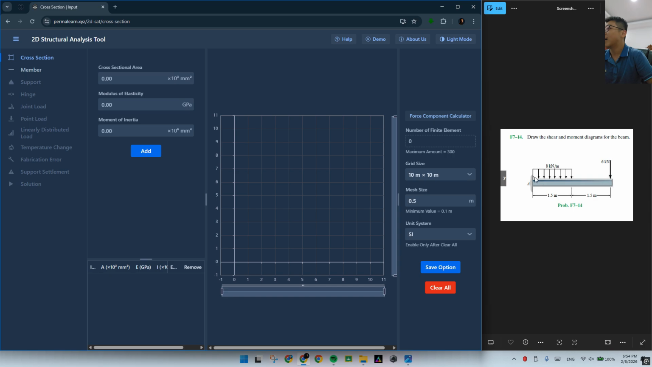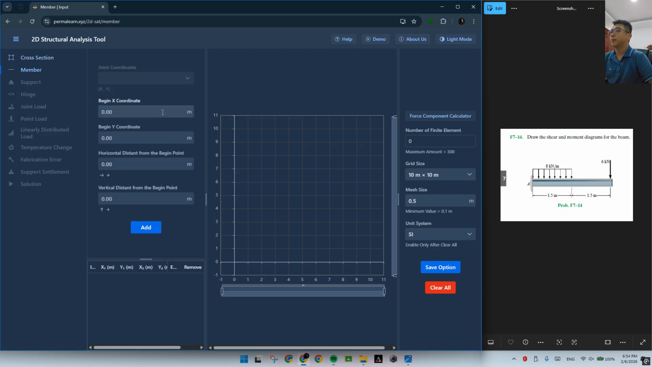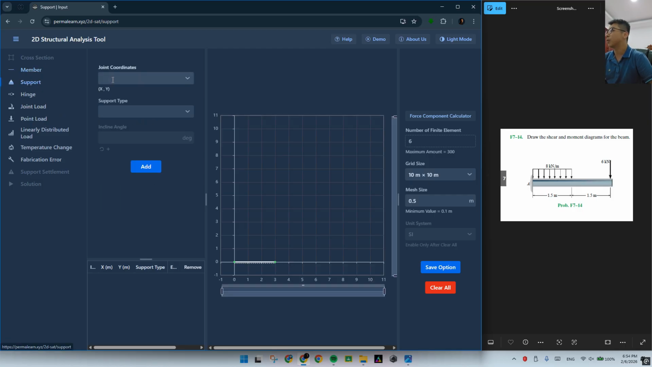We begin by analyzing this beam, which is fixed supported at A. We need to determine the member beam first. The x coordinate begins at 0, and the horizontal distance is 3 meters, so we just pick 3. Then we need to determine the type of support. This is a fixed support, so we pick the main coordinate at 0x, 0y, and choose the fixed support.